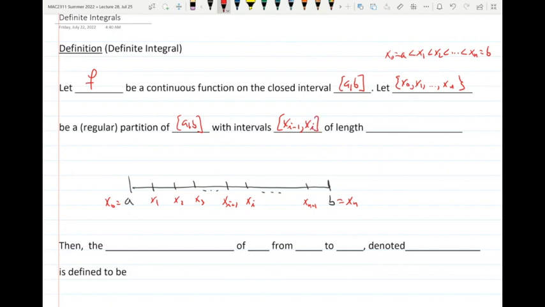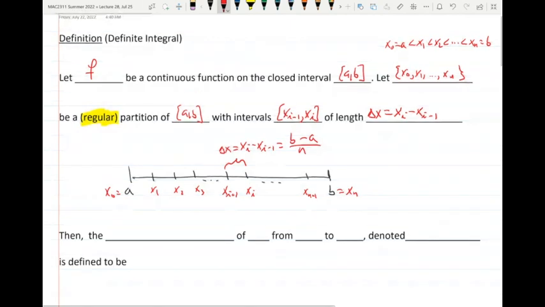Now, what's the length of this interval? Well, remember, we call it delta x, and the naive thing to do is to subtract: right endpoint minus left endpoint. But we also have a formula for this. How can we figure out this formula? You look at the length of the entire interval, which is b minus a. Because we want a regular partition, they all have the same length. So delta x is computed by doing (b minus a) over n. So look at the entire length, and then divide by the number of intervals that you have. Are we okay so far?